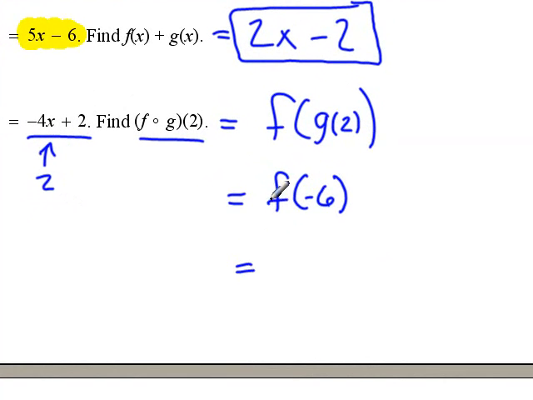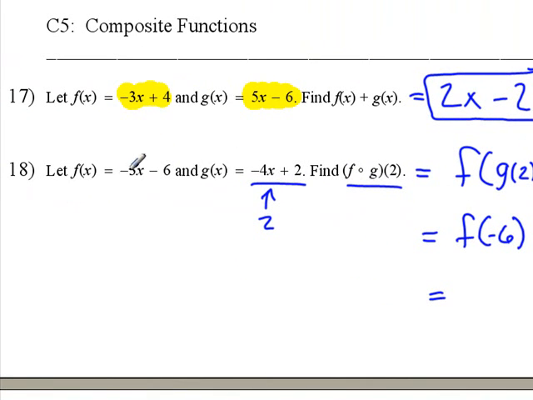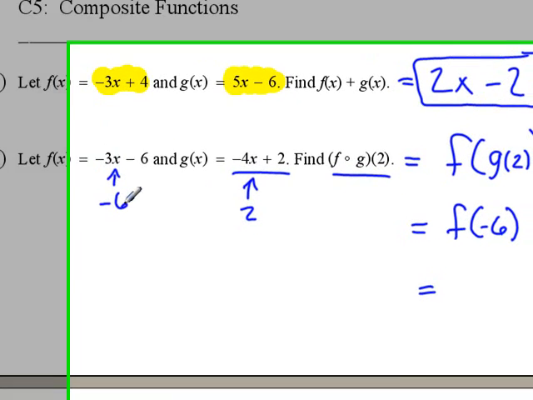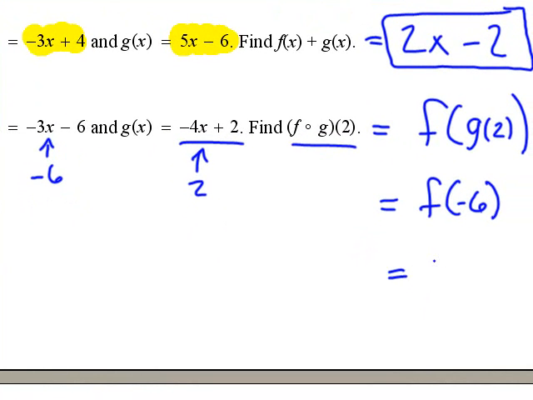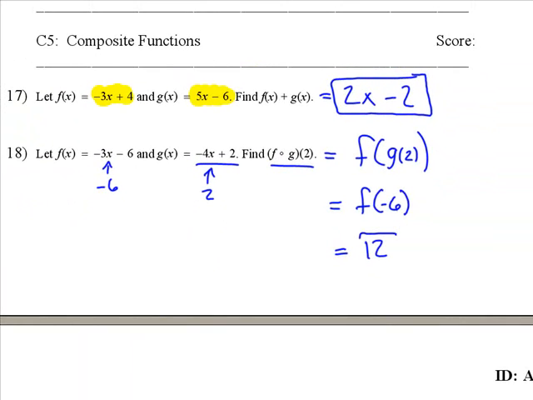And so this is asking me now to go find f of negative 6. So go find the f function. It's right here. Put negative 6 in for x. Negative 3 times negative 6 is positive 18. Minus 6 is 12. So f of g of 2 is 12. And that's numbers 17 and 18.